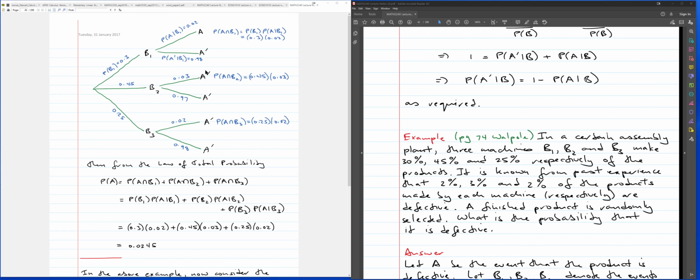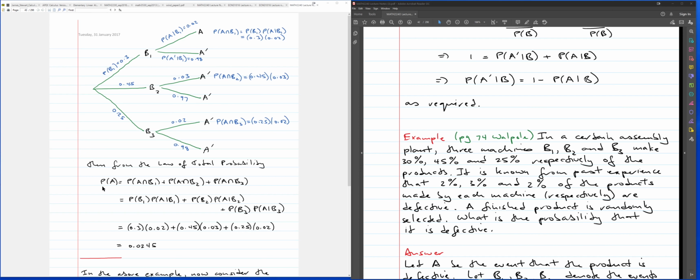Likewise, and remember this is supposed to be an A, the probability of having defective here for this case is the product of 0.45 and 0.03, and the probability of having an A over here is 0.25 times 0.02. These are the 3 cases of defective: this one is defective made by B1, this here is defective made by B2, and this is defective and made by B3.